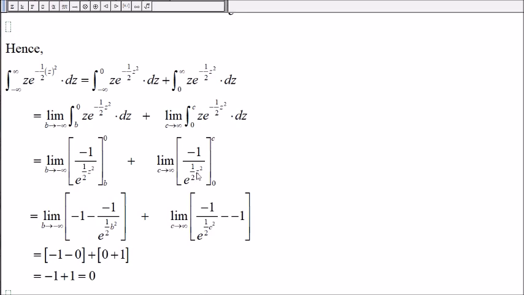When z is c, we get negative 1 over e to the 1/2 c squared. And then when z is 0, we get 1/2 times 0, which is 0. And e to the 0 is 1. Negative 1 divided by 1 is negative 1. And this is the lower limit of integration, and so it would be minus negative 1.